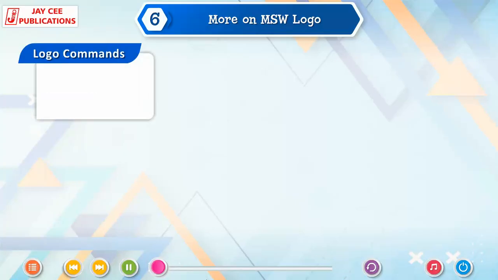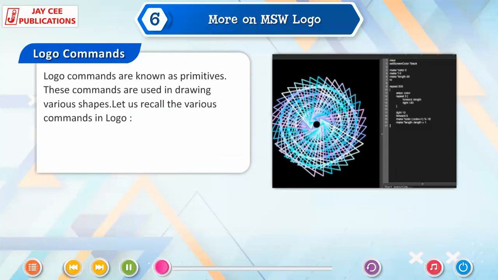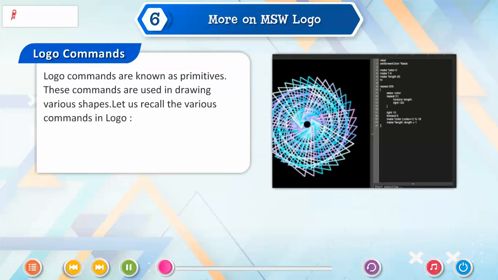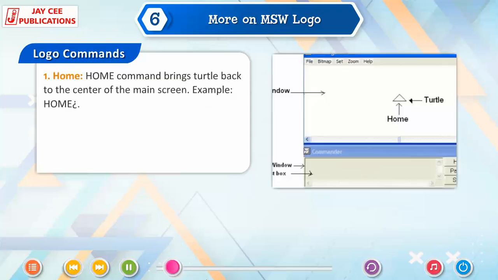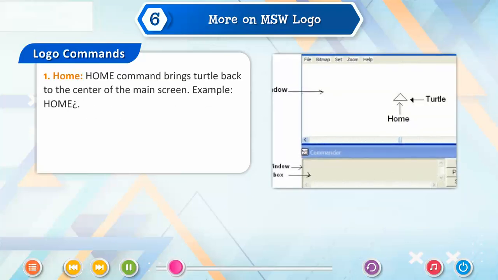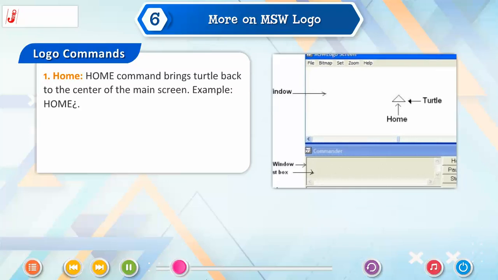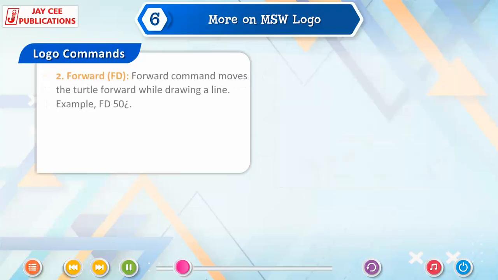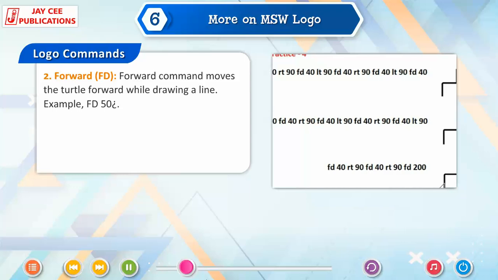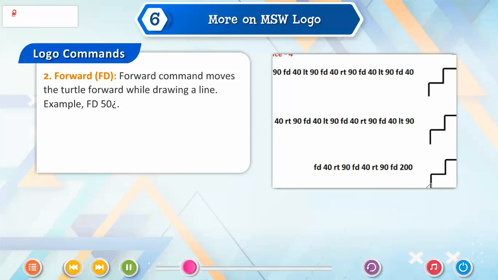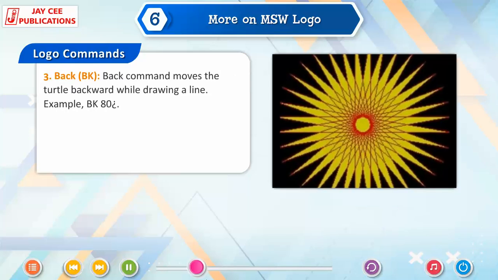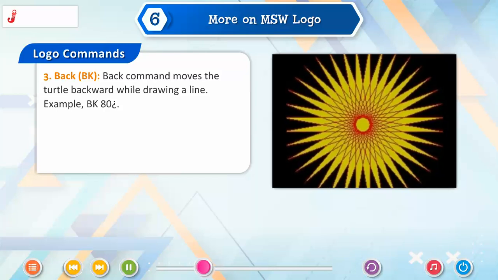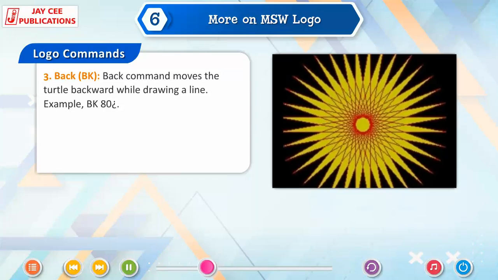Logo commands. Logo commands are known as primitives. These commands are used in drawing various shapes. Let us recall the various commands in Logo. 1. Home. Home command brings turtle back to the center of the main screen. Example, HOME, Enter. 2. Forward, FD. Forward command moves the turtle forward while drawing a line. Example, FD 50, Enter. 3. Back, BK. Back command moves the turtle backward while drawing a line. Example, BK 80, Enter.